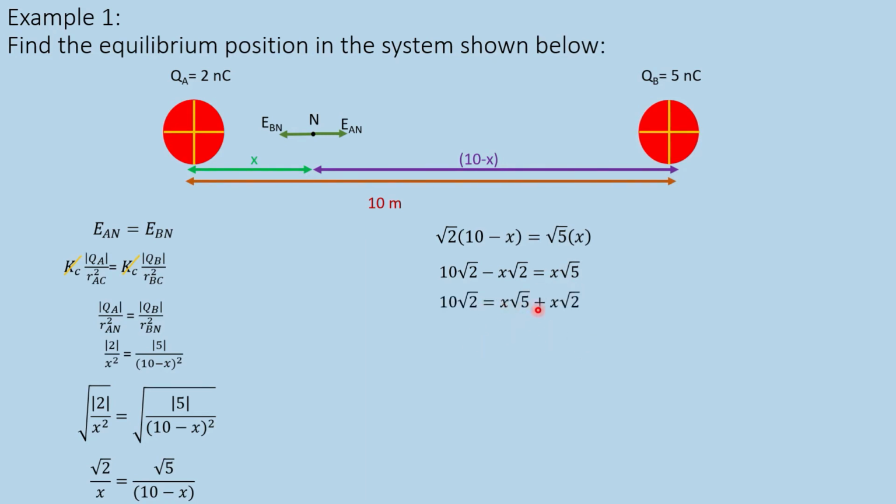We do the calculations. We move this part, minus x radical 2, to the other side, it becomes positive. We take x as a common factor, then x is equal to 10 radical 2 over radical 5 plus radical 2, which is 3.87 meters. As you see, N is located at a distance x to the right of QA. So I have to write to the right of QA.